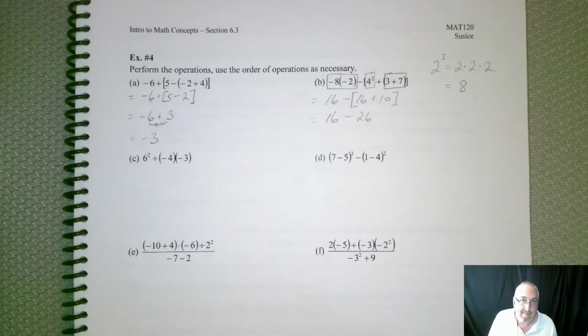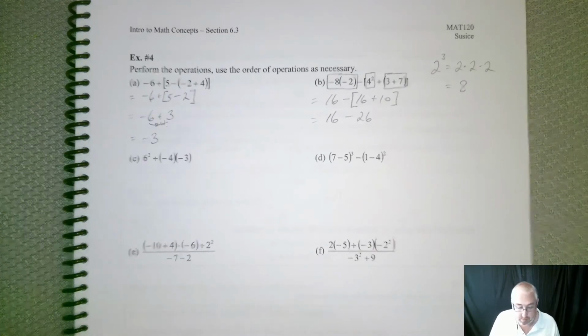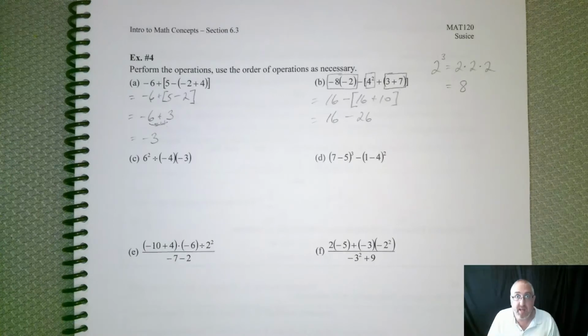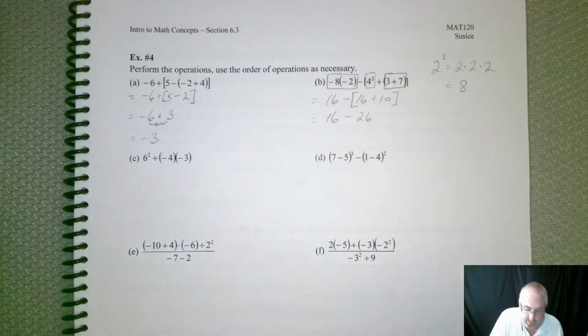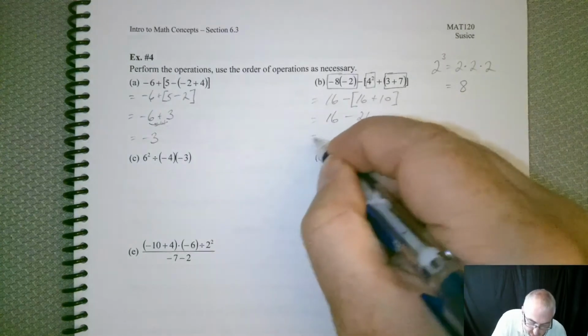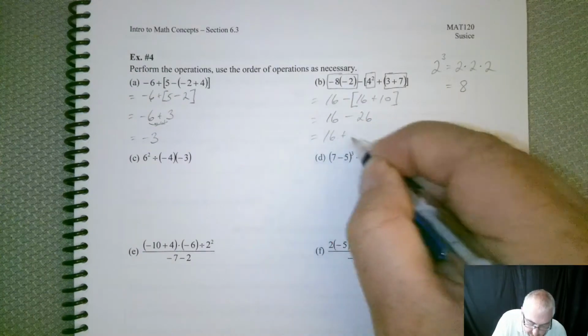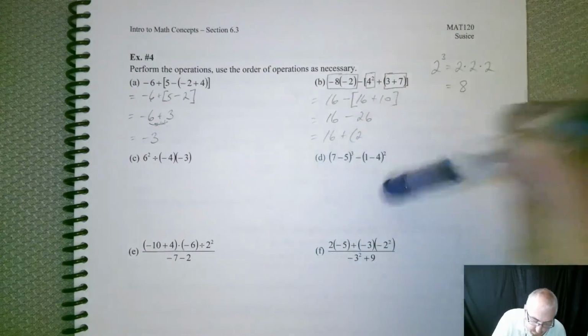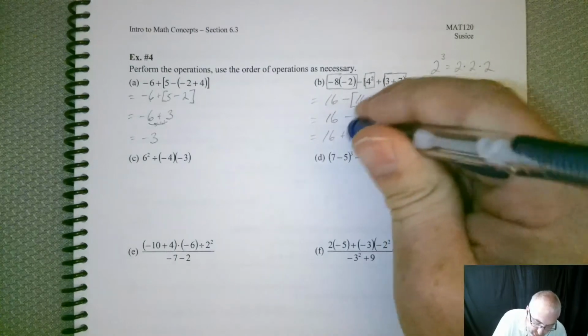All right. Well, we can either change it to addition by adding the opposite, or we can just visually see it on a number line. If I'm at 0 and I go to the right to 16, but then from there I got to go back 26, I'm going to be in the hole. I'm going to be negative. So you can think of it that way, or you could rewrite it with addition.